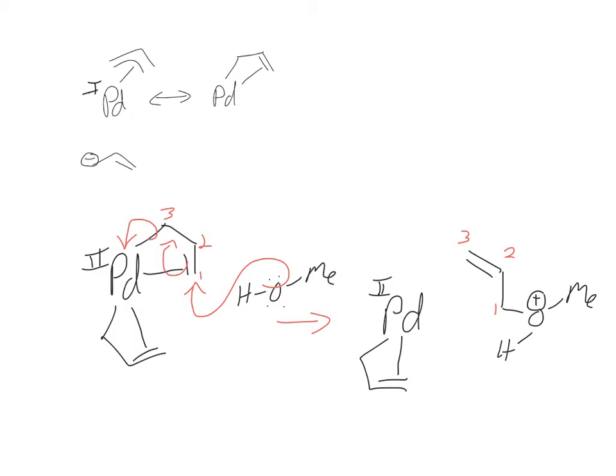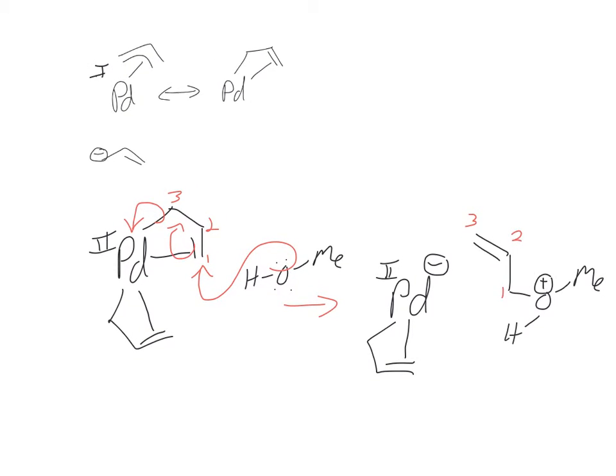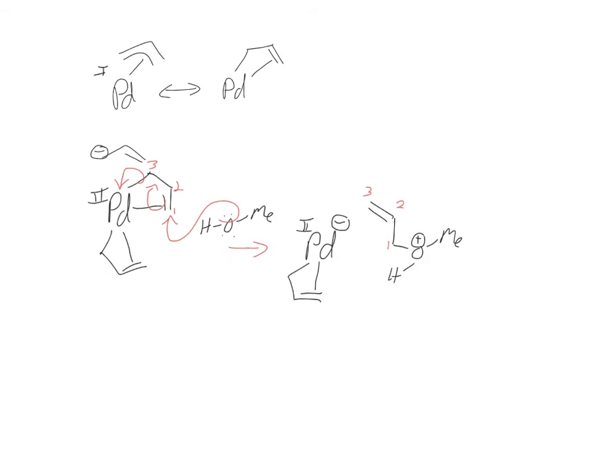Carbon 1? Carbon 1 can't have the negative charge, I brought electrons there. And then the pi bond moved up, and what happened to the electrons in this bond? They went to palladium. So this is weird. It's palladium-2 with a negative charge. But be careful, it's okay. You've seen stuff like this before.